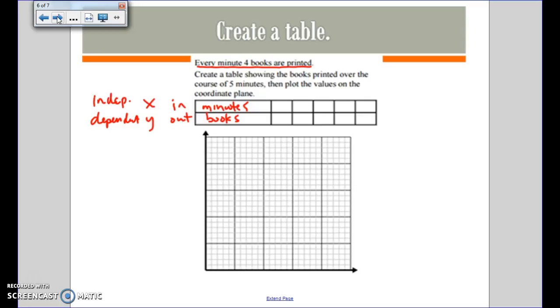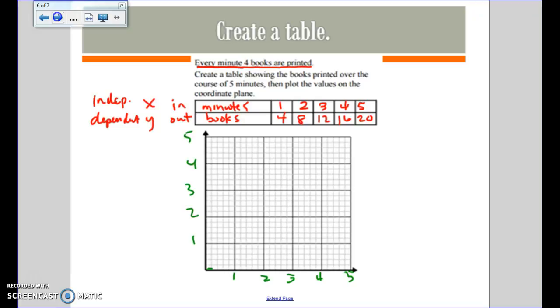In this case, it says every minute 4 books are printed. So after 1 minute, there are 4 books. 2, there would be 8, 3, 12, 4, 16, 5, and 20. And so again, I could graph this and see the relationship. And because I only need 5, I'm going to go ahead and say that this is 1, 2, 3, 4, and 5, because it's really hard for me to graph accurately with the squares being so small. So I'm going to go ahead and do it this way.